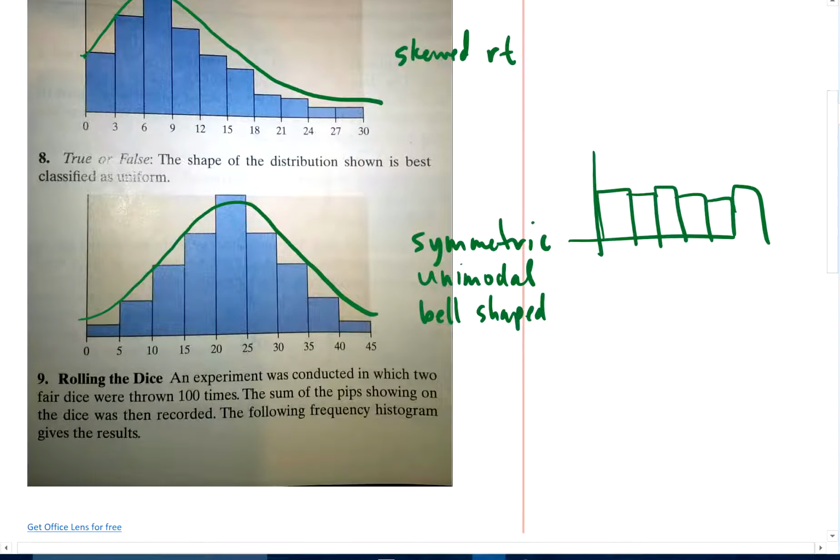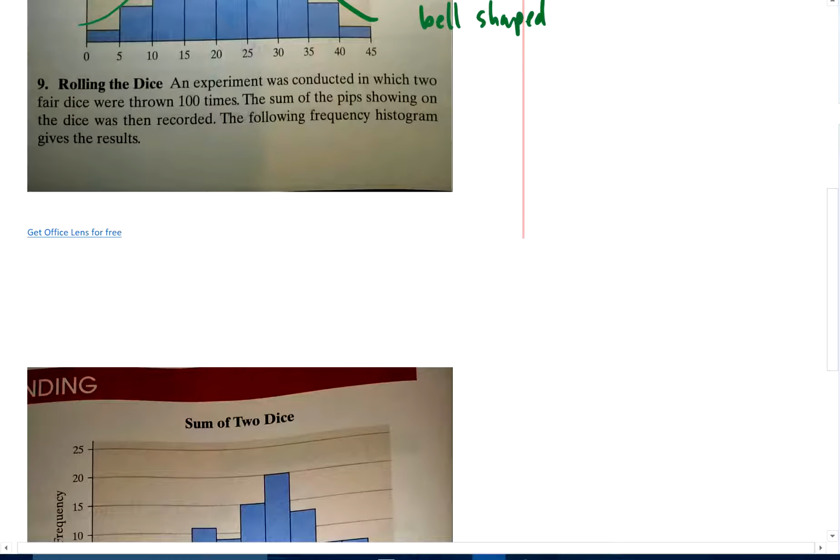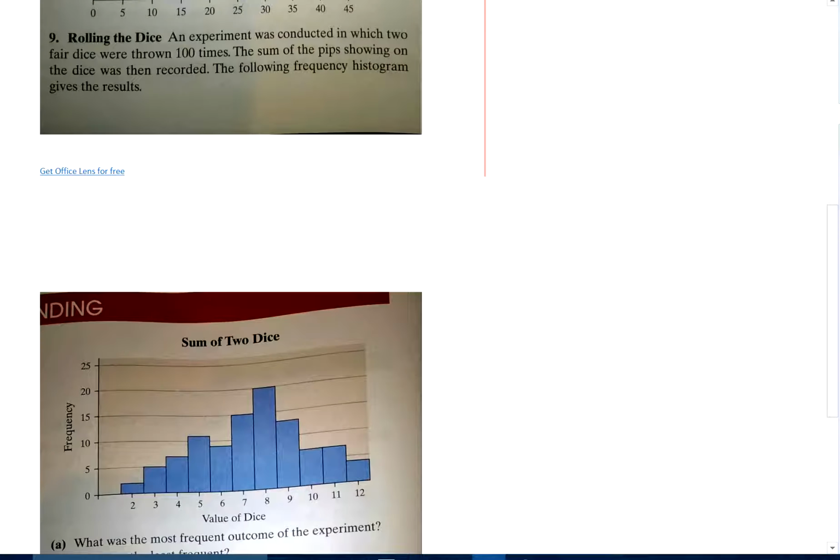Okay, number 9, I've got the question here, and I think I've got the rest of it. Yeah, the graph over here, so let's see if we can get them both. A rolling a dice experiment is conducted in which 2 fair dice were thrown 100 times. The sum of the pips, a pip apparently is the little marker on the side of the dice, showing on the dice is then recorded. The following frequency histogram gives the results.